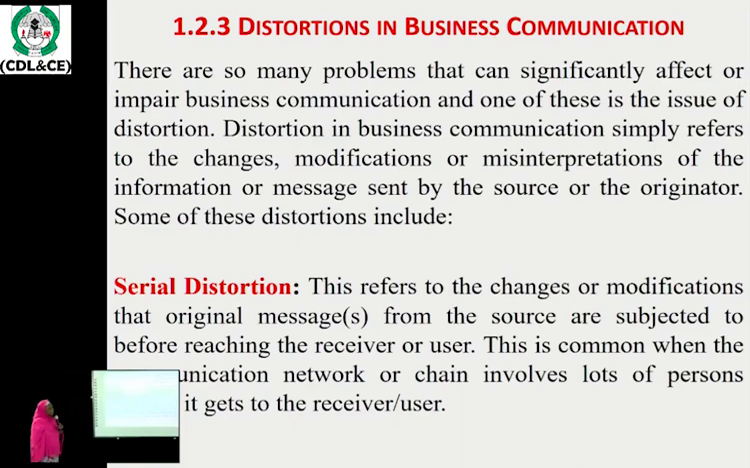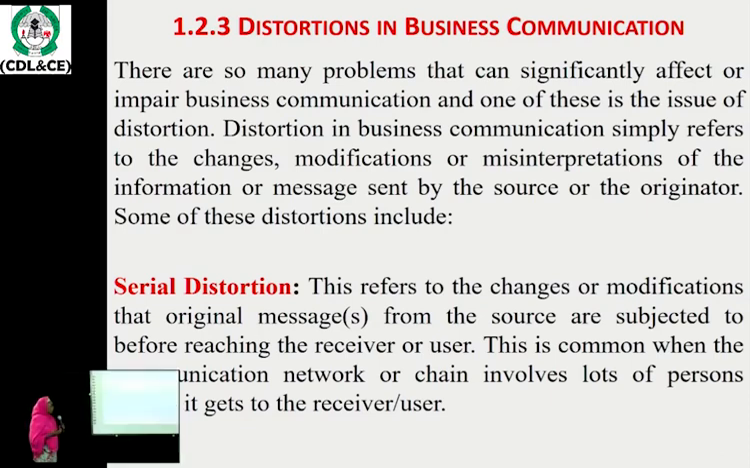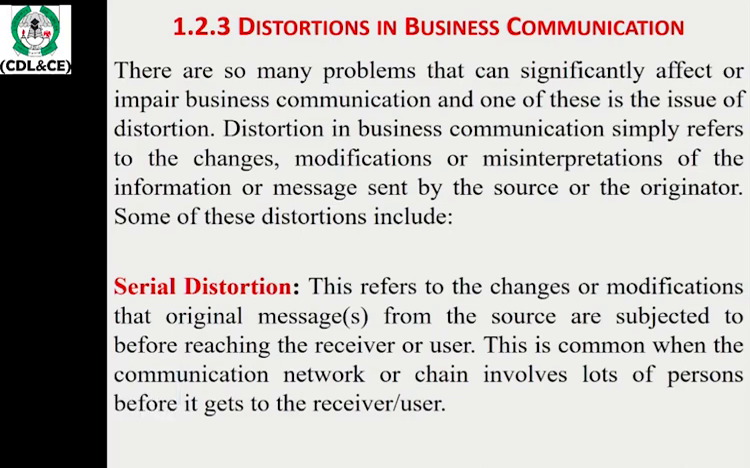Some of these distortions include serial distortion. This refers to the changes or modifications that the original message or messages from the source are subjected to before reaching the receiver or user. This is common when the communication network or chain involves a lot of persons before it gets to the receiver or final user.